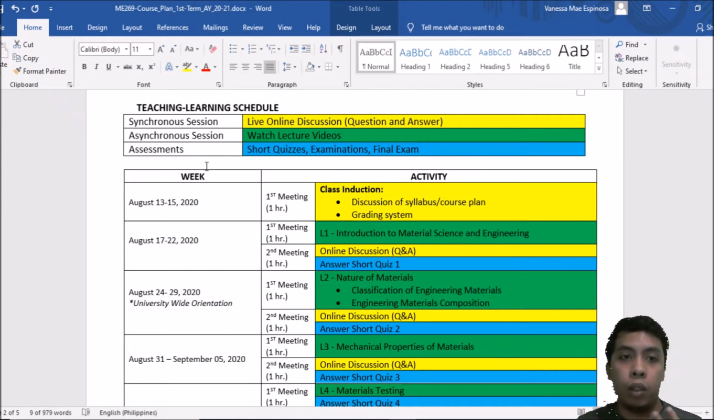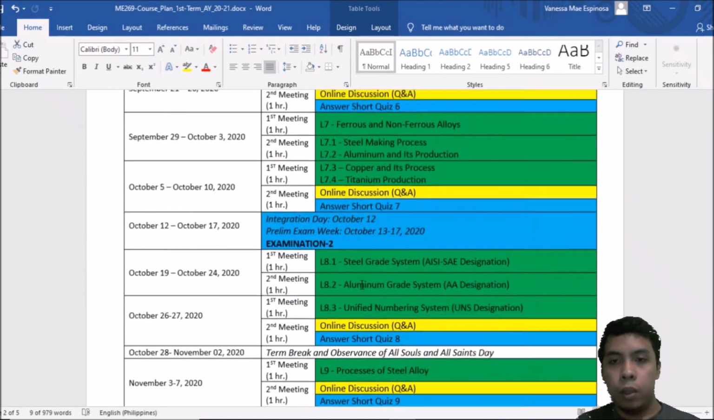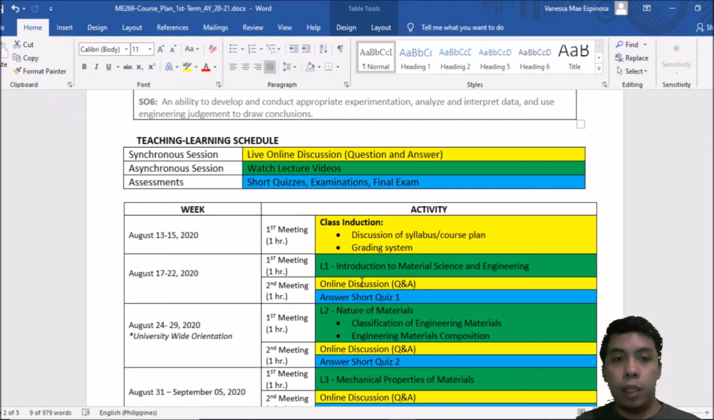Next, we have asynchronous session, wherein you will watch lecture videos that I uploaded on YouTube. And then the assessments will be short quizzes, examinations, and final exam. As you can see, malaking part ng ating teaching learning schedule is color green, for the reason na ang gagamitin ko main medium for this course is asynchronous method.